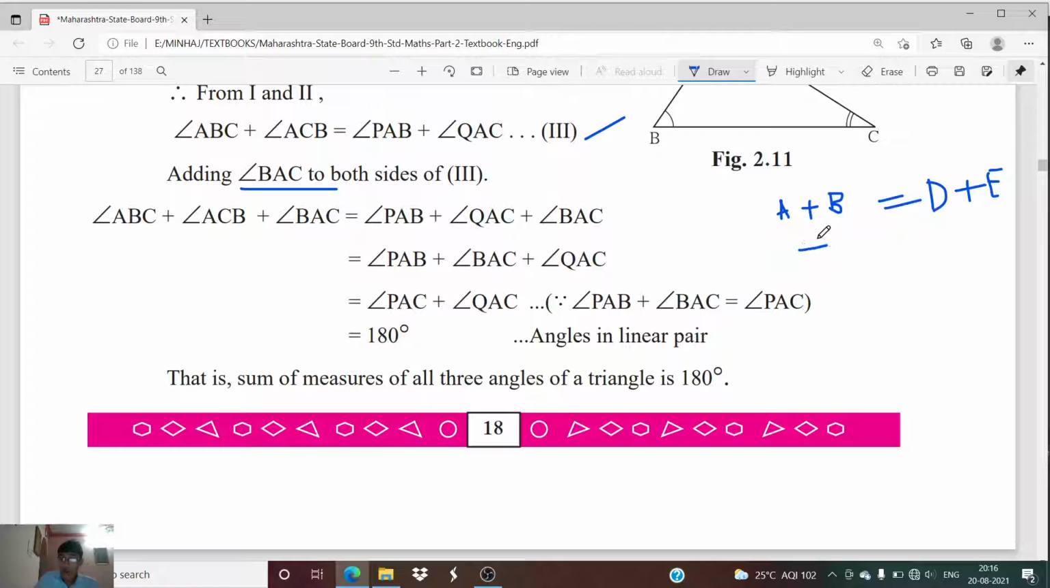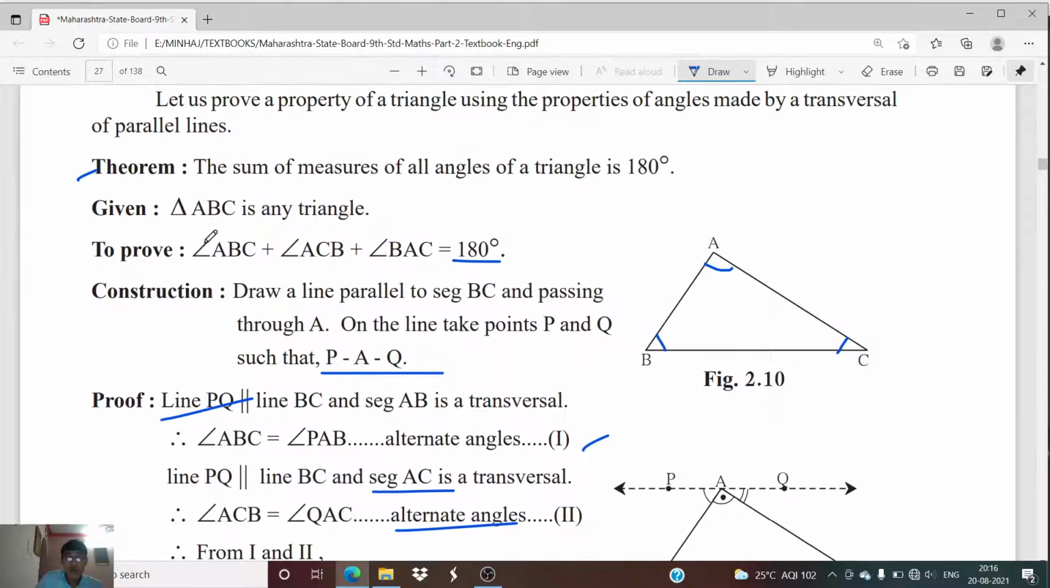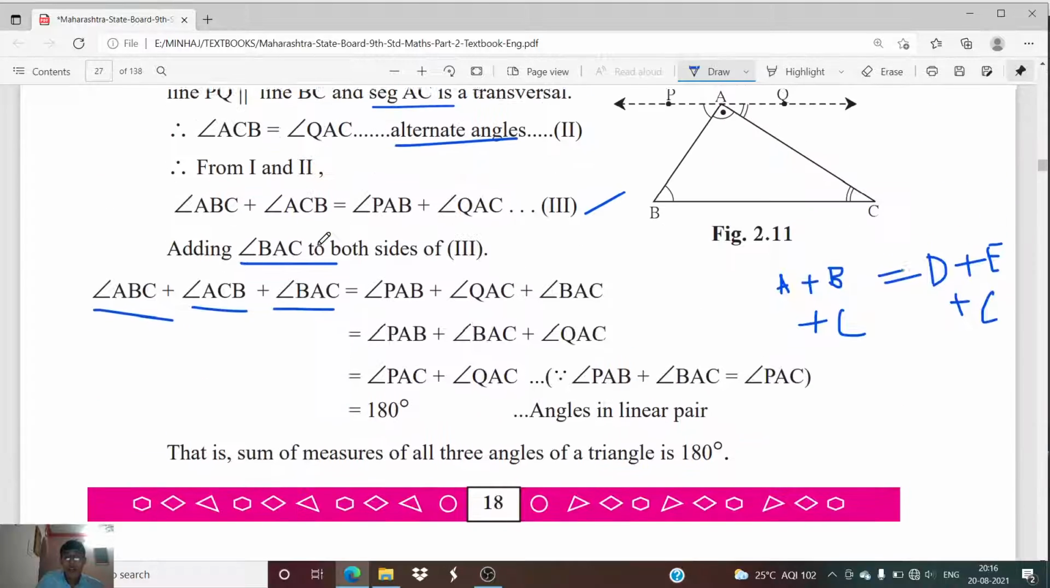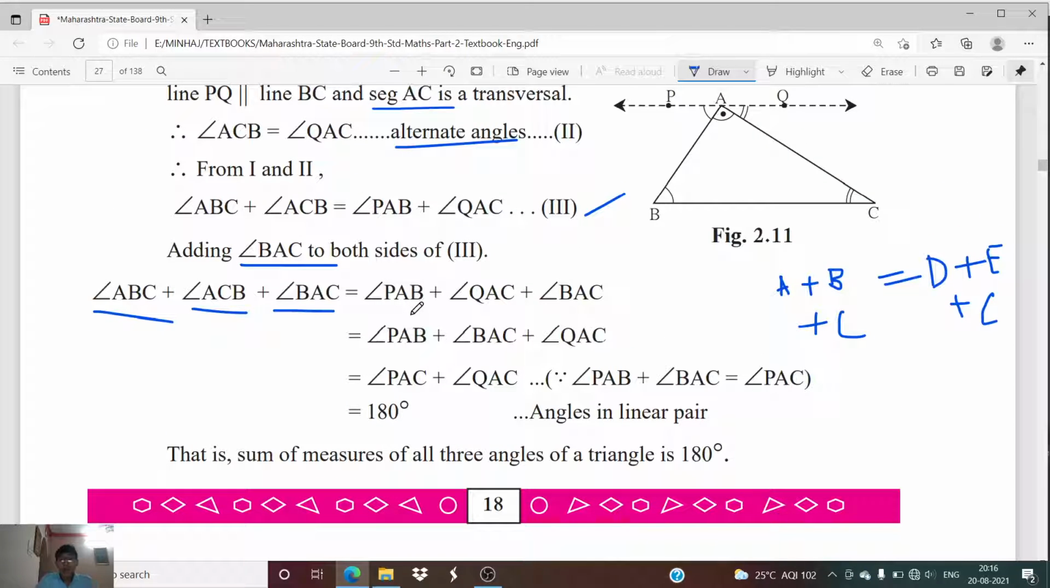So if I want to add C in the LHS, that means I have to add C in the RHS also. Here I want to add angle BAC and I am adding that angle BAC on both the sides. So I have got angle ABC plus angle ACB plus angle BAC. So we have got our LHS. Now in the RHS we have angle PAB plus angle QAC plus angle BAC.